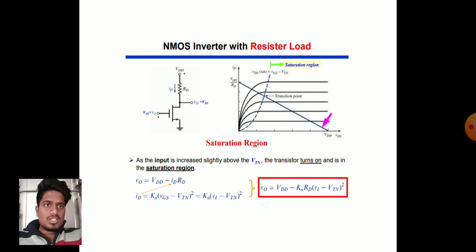NMOS inverter with resistor load in saturation region. As the input is increased slightly above Vtn, the transistor turns on and is in the saturation region, where V0 equals VDD minus ID into RD, where ID equals Kn times (Vi minus Vtn) whole square.